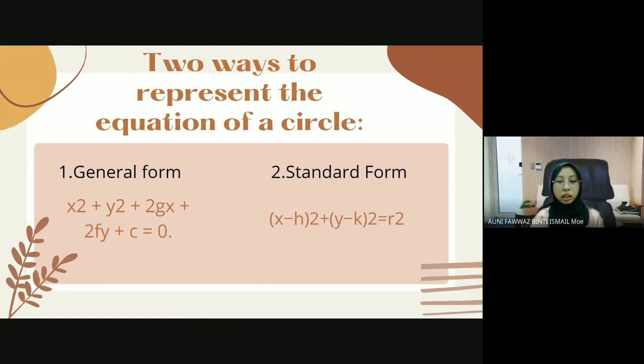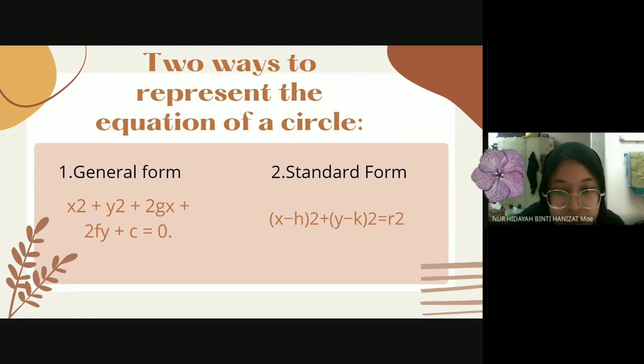Hidayah, can you give ways to represent the equation of a circle? There are two ways to represent the equation of a circle. The first one is the general form. The general form we're going to use is x squared plus y squared plus 2bx plus 2xy plus c equals 0. The second one is the standard form: (x minus h) squared plus (y minus k) squared equals r squared.